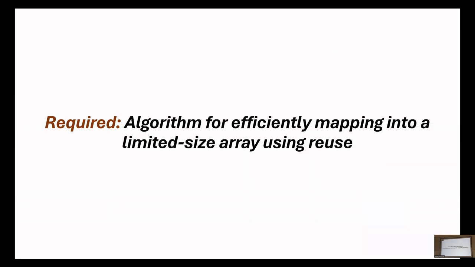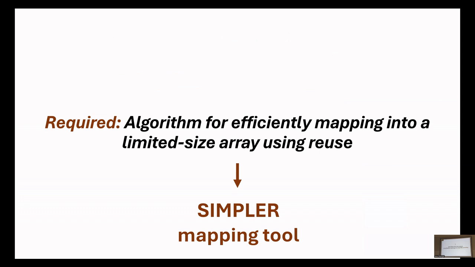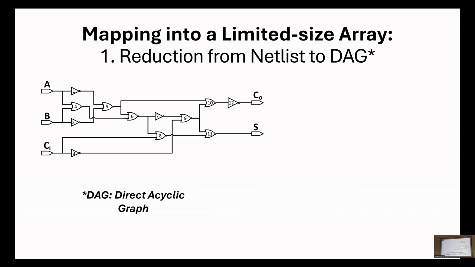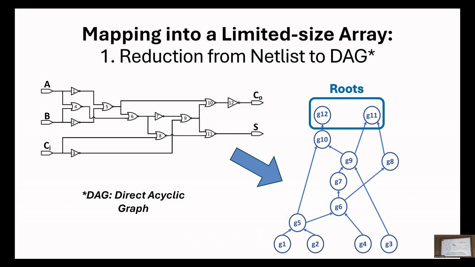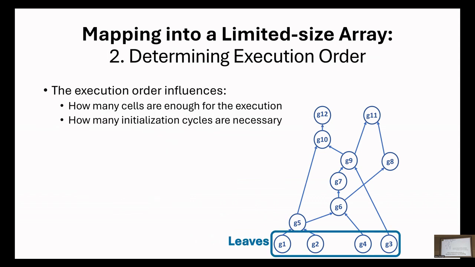So we need an algorithm for efficient mapping into a limited size row using reusing cells. And this is our simpler tool. Okay, so how are we doing it? First, we perform a reduction from a netlist to a DAG, a directed acyclic graph, where these are the roots of the graph, and these are the leaves of the graph.